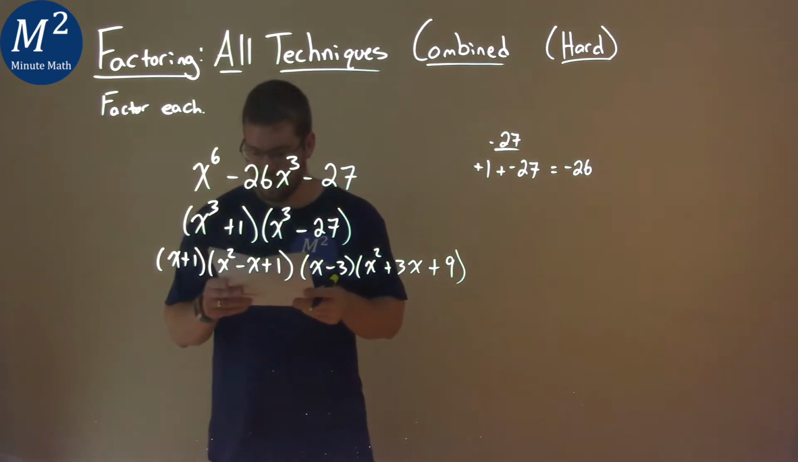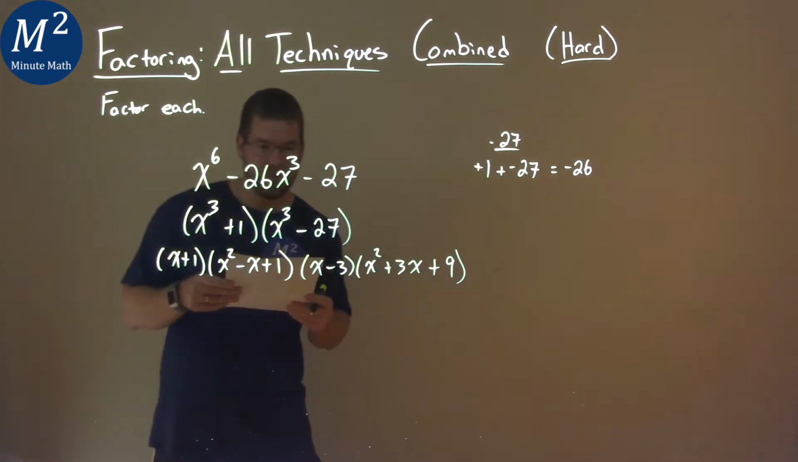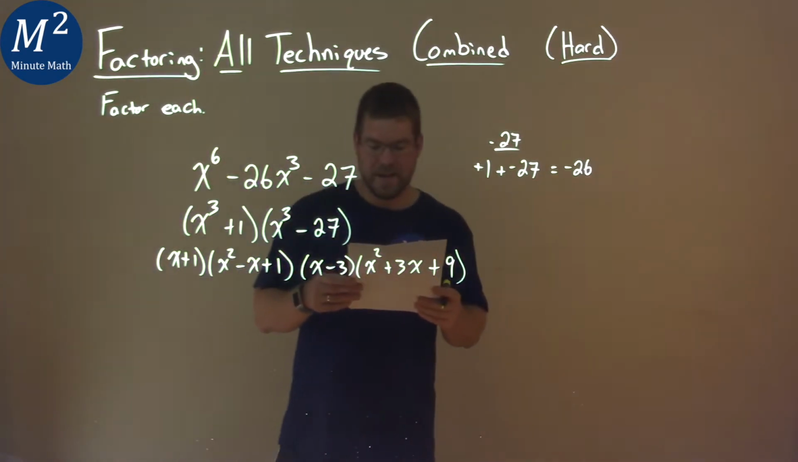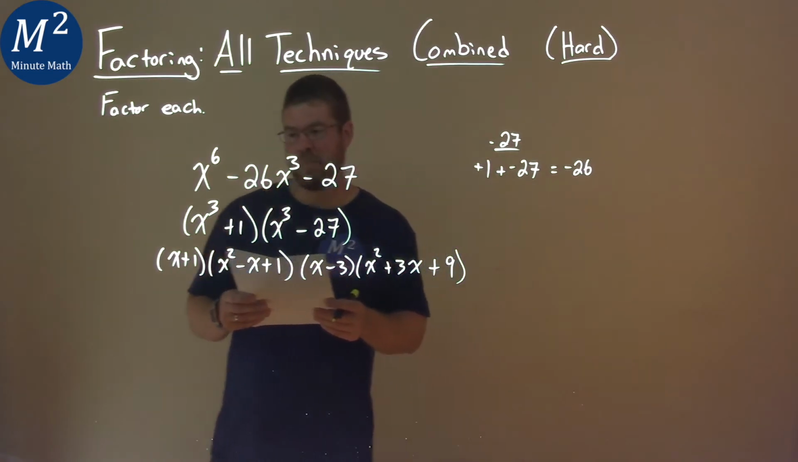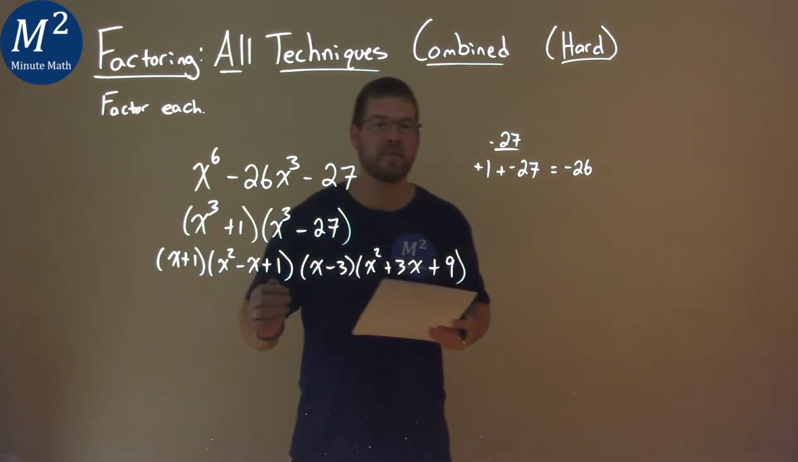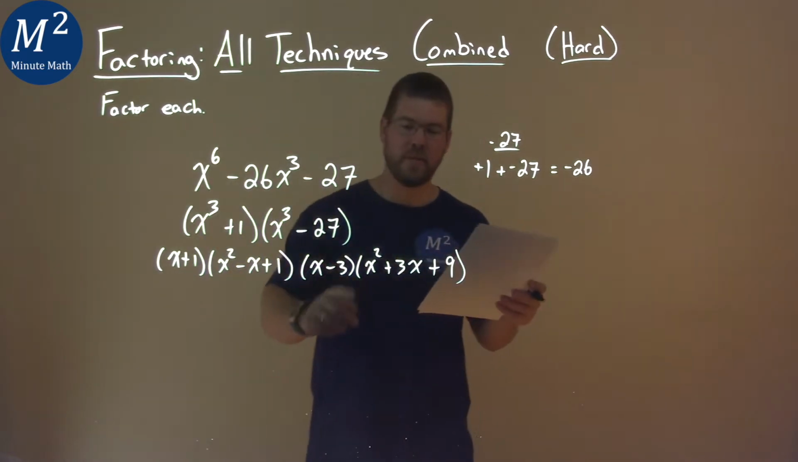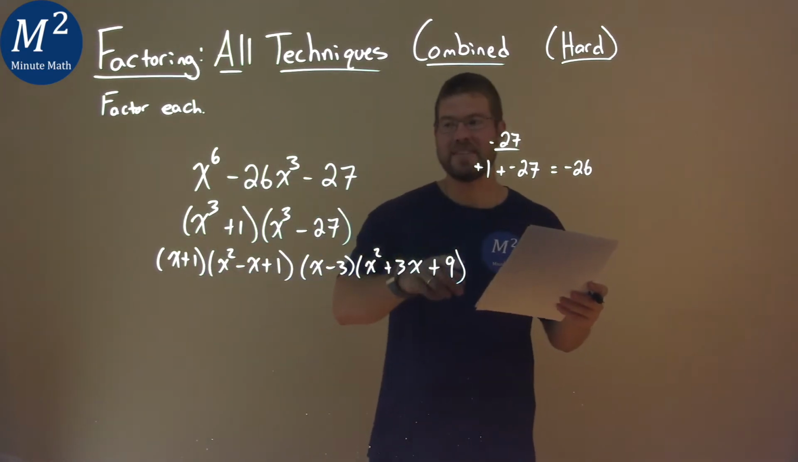All right. Now, can this factor any more? And I'm looking, and that is a no. And so our final answer here is x plus 1 times x squared minus x plus 1 times x minus 3 times x squared plus 3x plus 9.